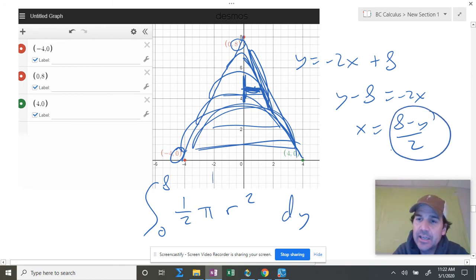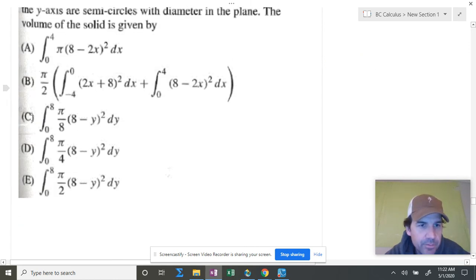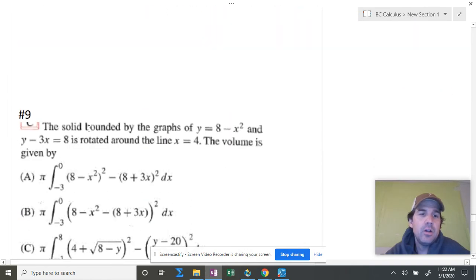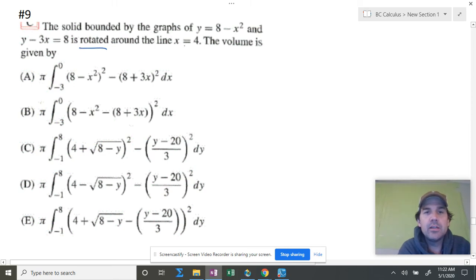So take that thing, plug it in here, square it, multiply it times 1/2 pi, and you didn't actually have to find the full answer in this case. They actually put it up there in for c. When you clean it up, you get c as your answer. For number 9, you're rotating around the line x equals 4.